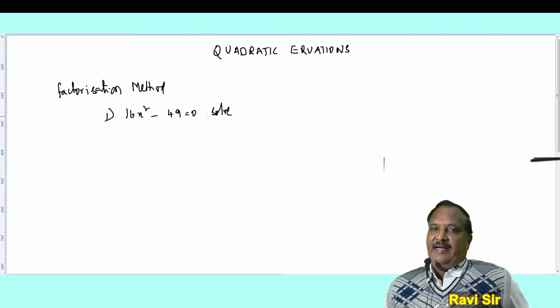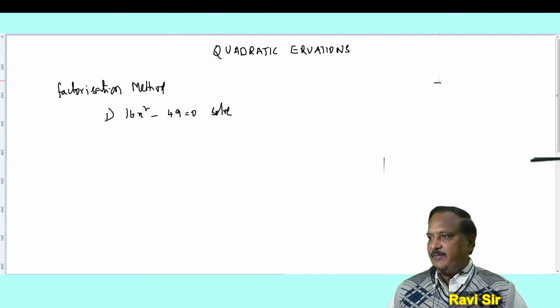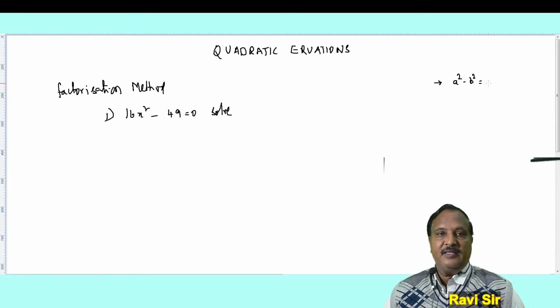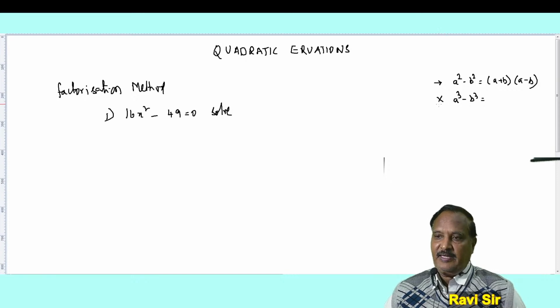Okay, solve by factorization method. Factorization method doesn't mean only splitting the middle term. You can use the formulas also. What formulas can you use? First formula, a square minus b square, which frequently comes, is (a plus b) into (a minus b). Another formula we can use is a cube minus b cube, but we don't generally use this formula. If it is to be used, it is (a minus b) into (a square plus ab plus b square).